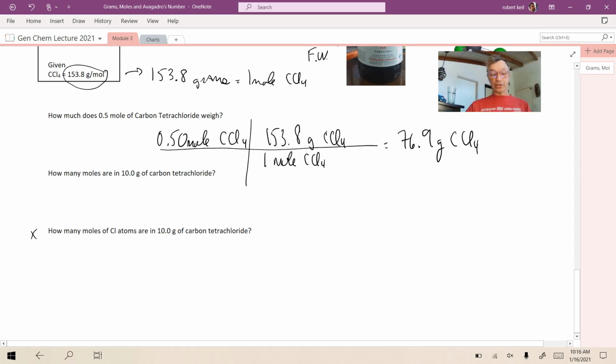Okay, the reverse of that. The molecular weight has to go on the bottom.